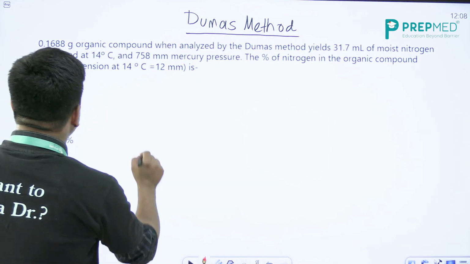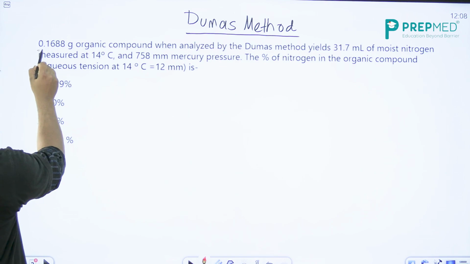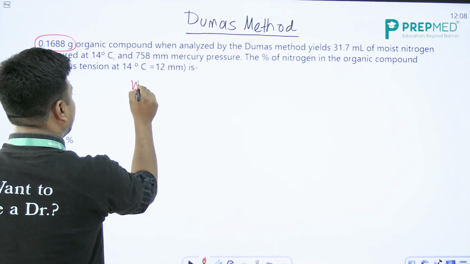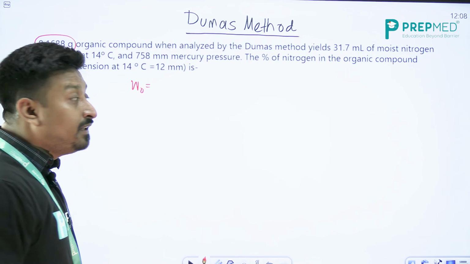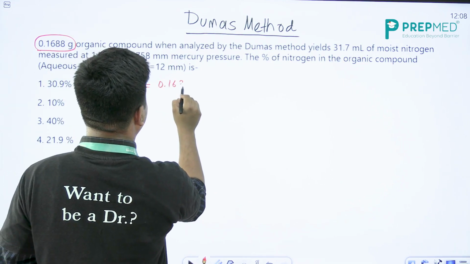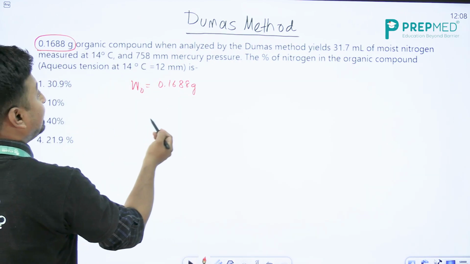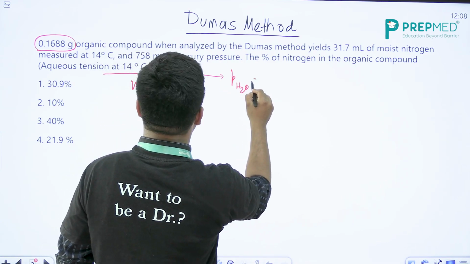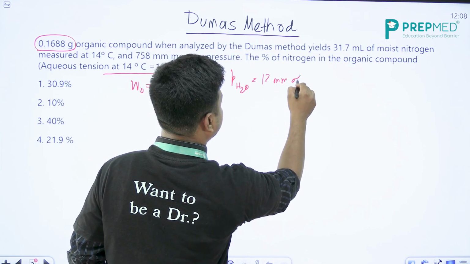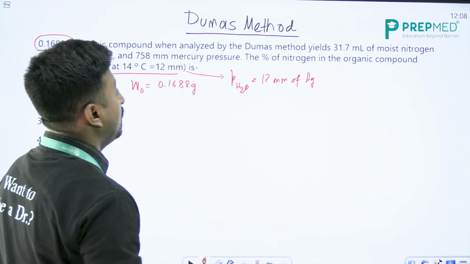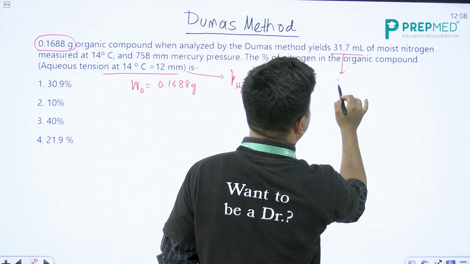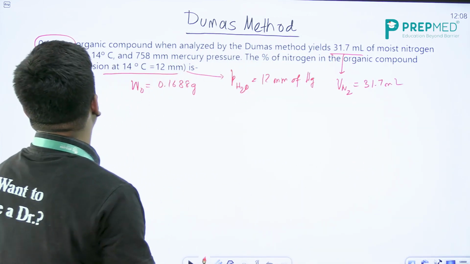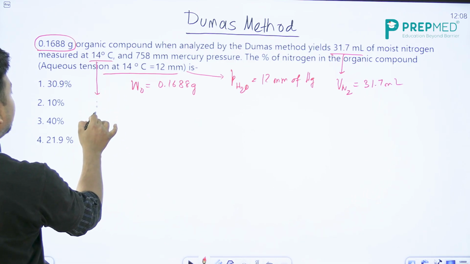Now here if you see very carefully, देखो the 0.610168 gram of the organic compound is given. इसका मतलब मेरा W0 बेटा यहाँ पे दे दिया है, राइट, दैट इज 0.1688 ग्राम. ओके अच्छा, और क्या दे दिया है यहाँ पे, एक्वस टेंशन दे दिया है, मतलब the pressure of water is equal to 12 millimeter of mercury, which is given. और क्या दिया है, how much amount of volume is got, that is equal to 31.7 ml.